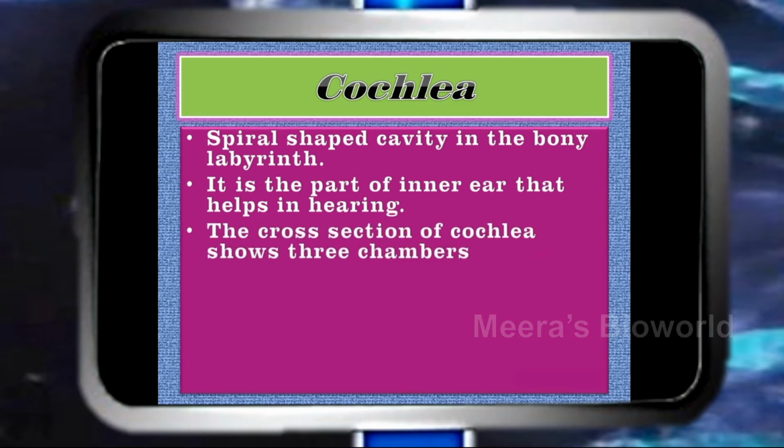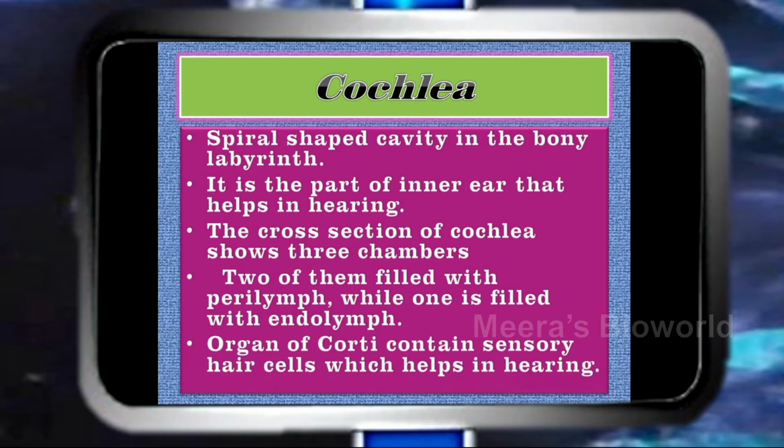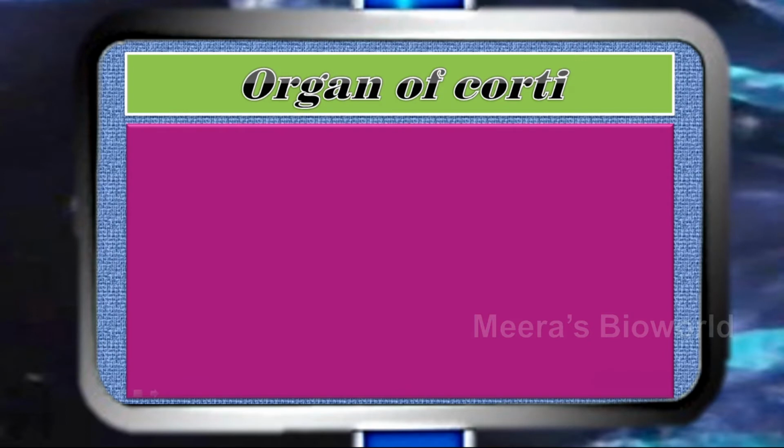The cross-section of cochlea shows three chambers, two of them filled with perilymph, while one is filled with endolymph. Organ of Corti contains sensory hair cells which help in hearing. So let's see what is organ of Corti.